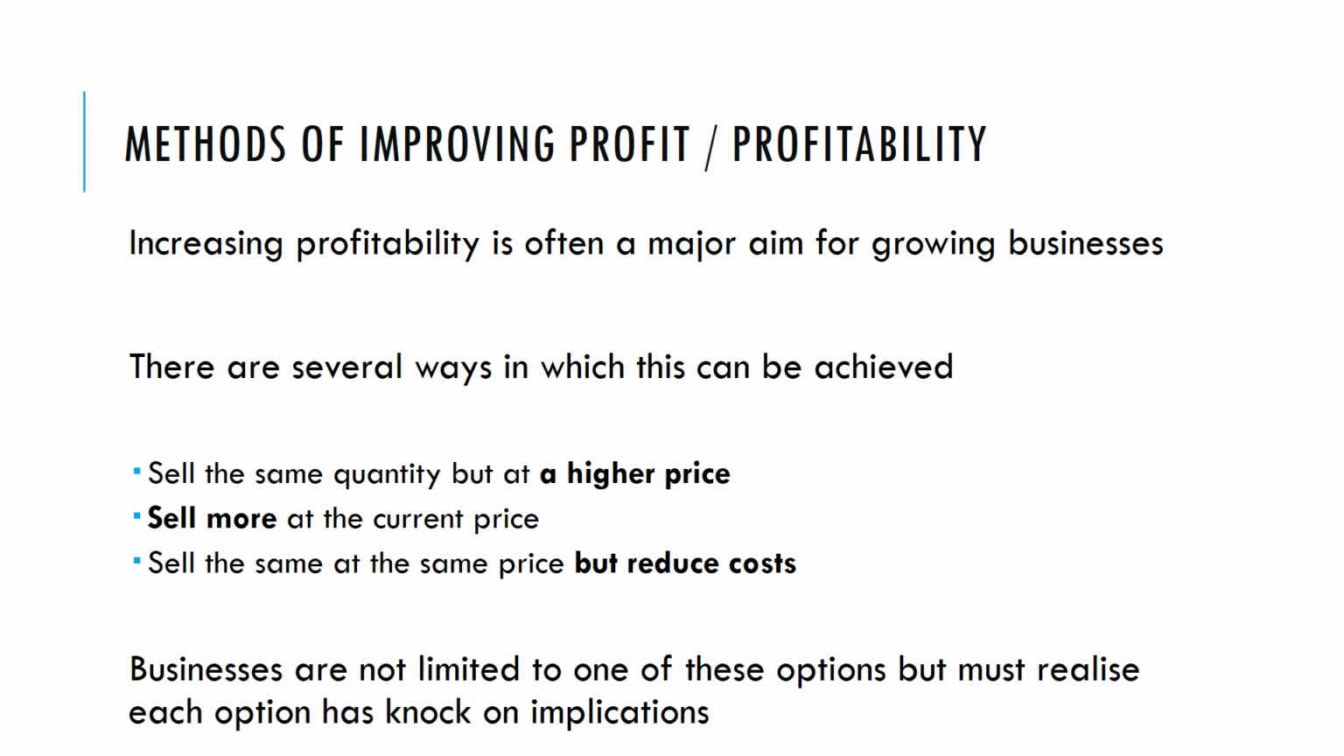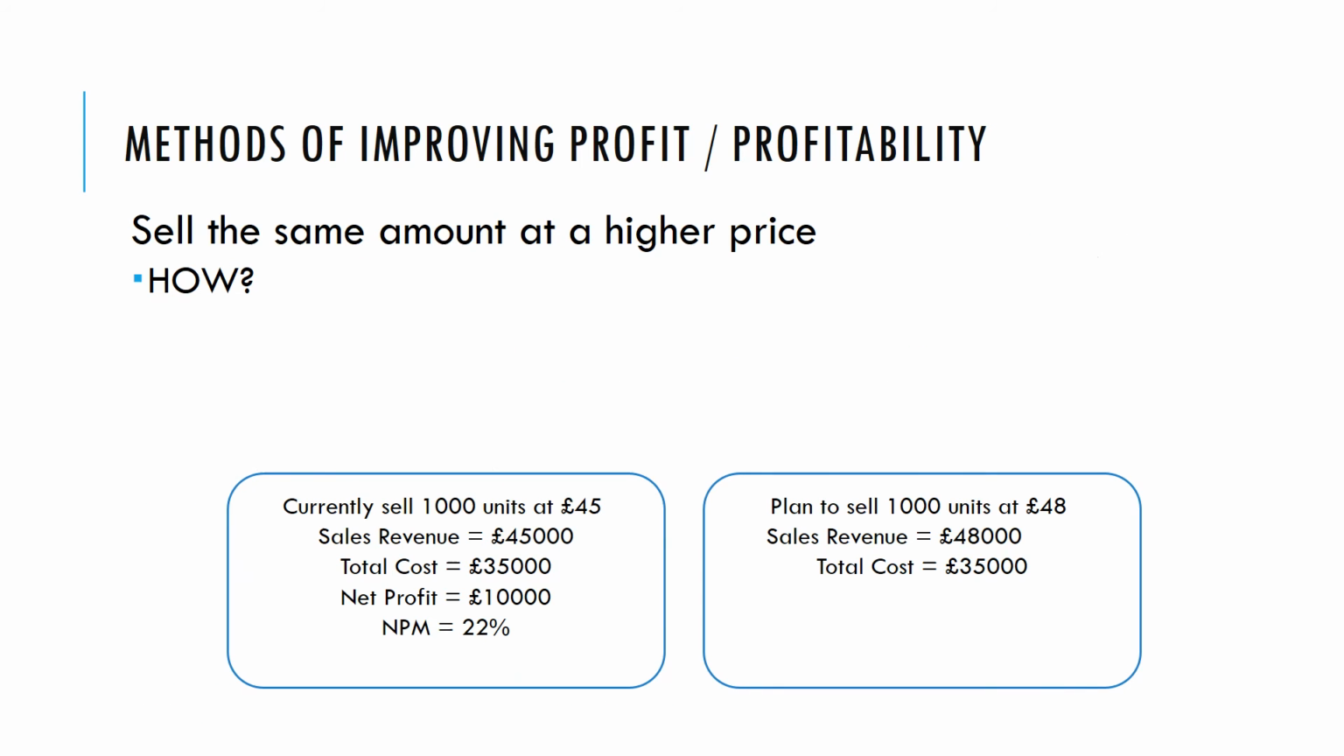Businesses could do one of these or several of these, but there are some implications. There are some difficulties in achieving one of these three things. So let's look at these in turn. The first one, how could they improve profitability? Well, they could just charge a higher price.